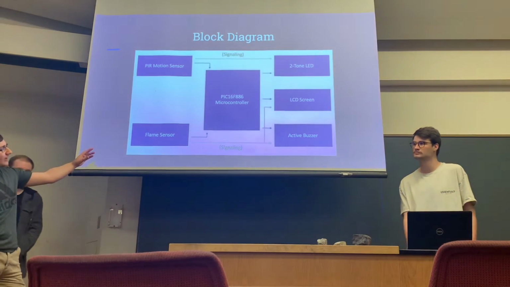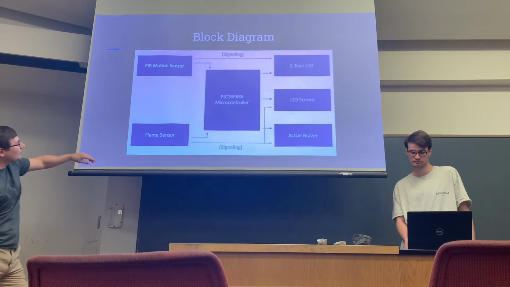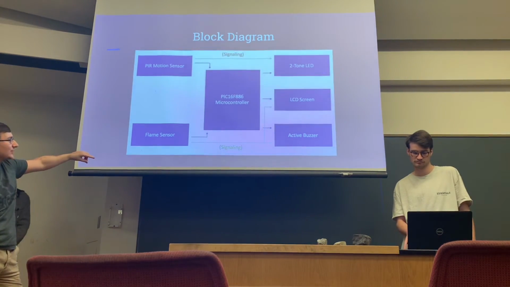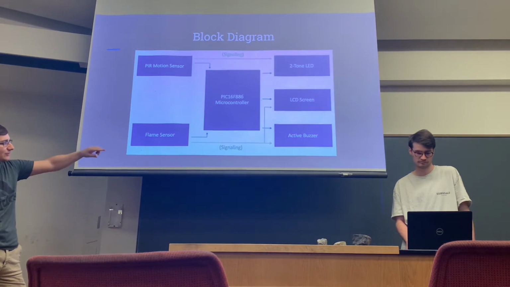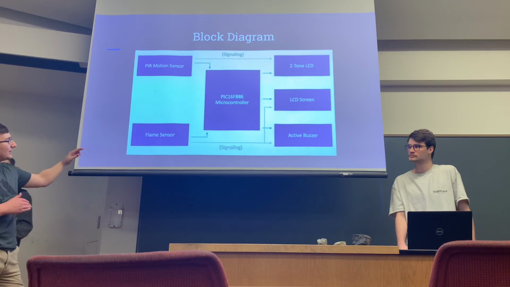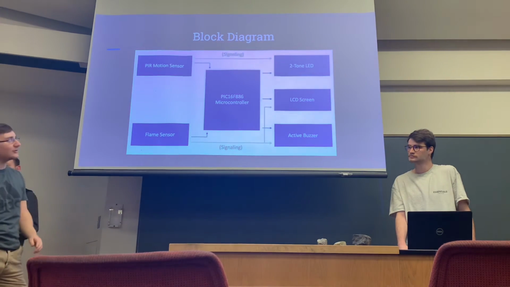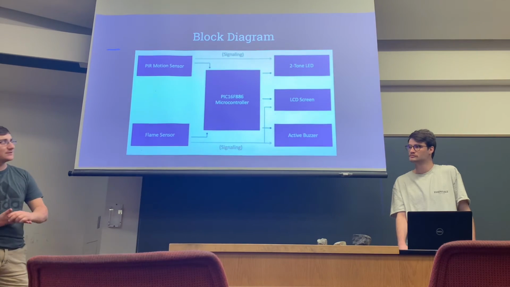So, and then this is our block diagram of our entire project. As you can see, the inputs are on the left side with the motion sensor and the flame sensor, and then the outputs are on the right with the two-tone LED, LCD screen, and the active buzzer. So the reason the temperature sensor is not in will actually be explained further, and how we actually came up with a problem in that design phase.